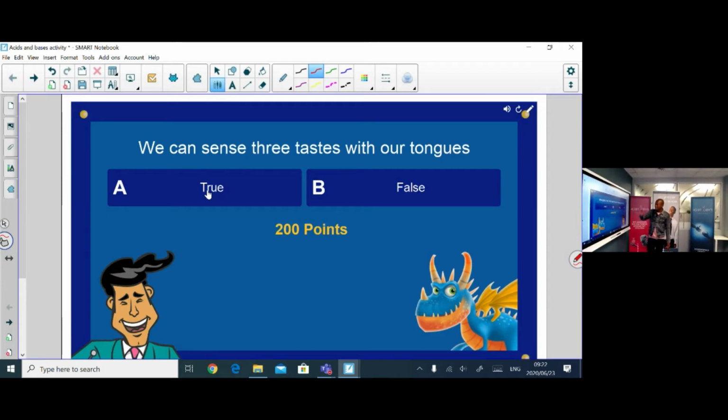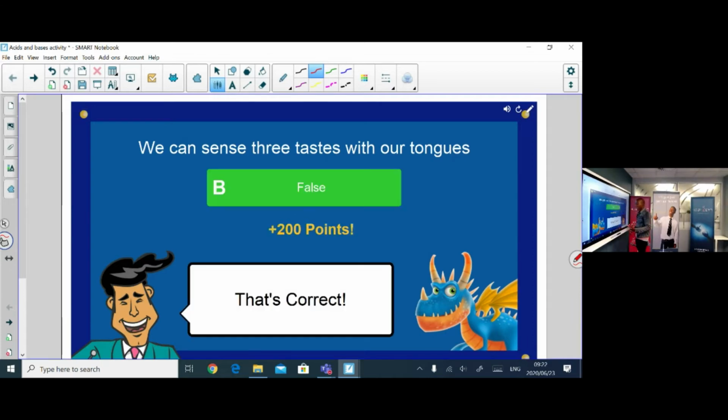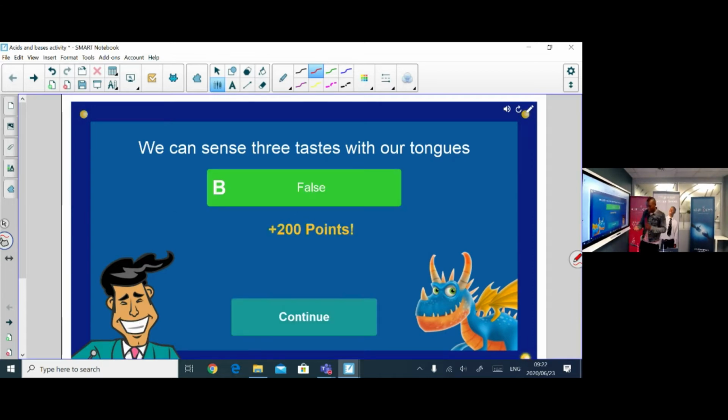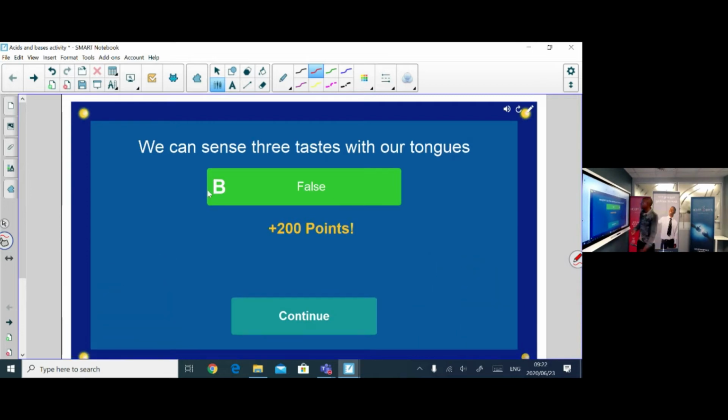So can our tongues sense 3 tastes? No, they can sense 4, right? False, because they can sense 4, not 3. And the 4 being sour, sweet, bitter, and salty. Let's continue and see.